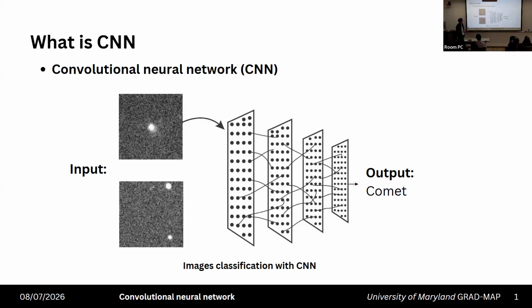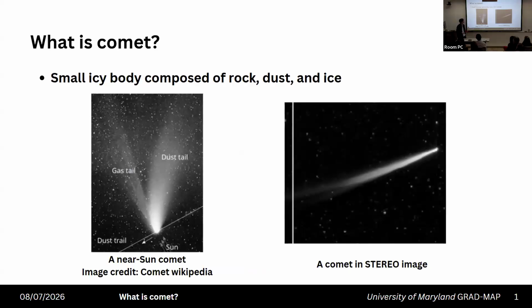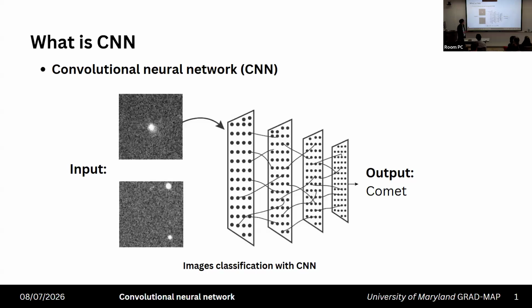As I mentioned, these Sungrazing comets have a long tail like this. That's a feature that the CNN will look for in our images. If I give an image like this to the CNN, it will see that, oh, there's a bright source in the middle, and there's a quite long tail behind it. And with this, the CNN will remember that feature.